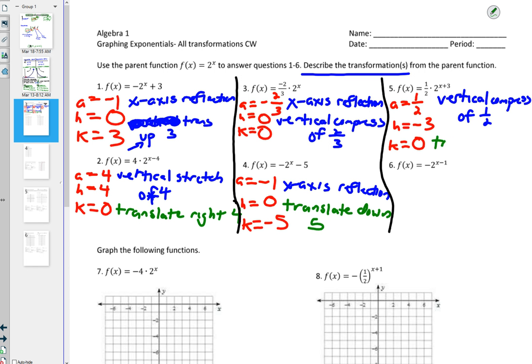Translate left 3. Horizontal translation left 3.